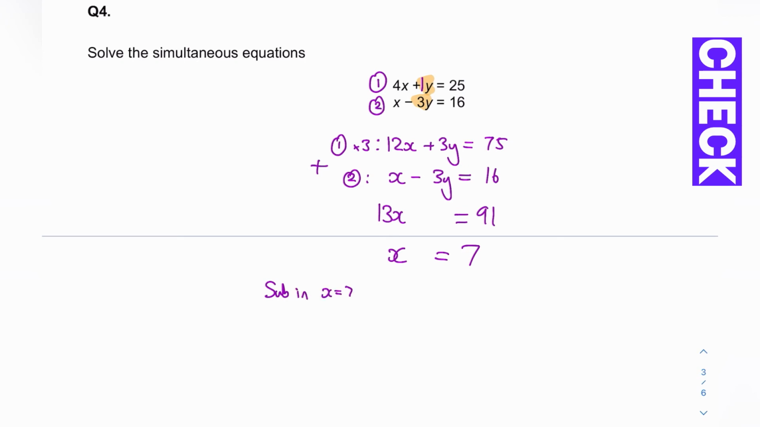Again, it doesn't matter which one we substitute into, however I'm going to pick number 1 because it avoids using any negatives. So I've now got 4 times 7 plus y is equal to 25.